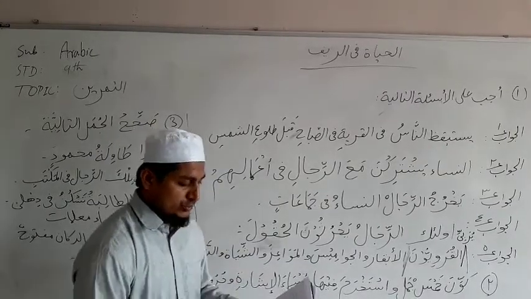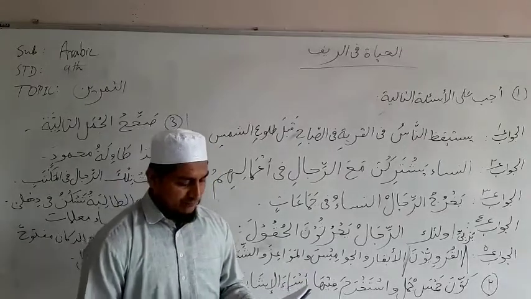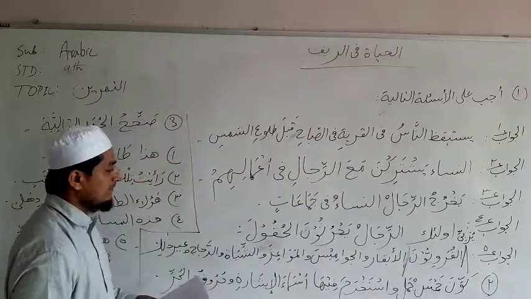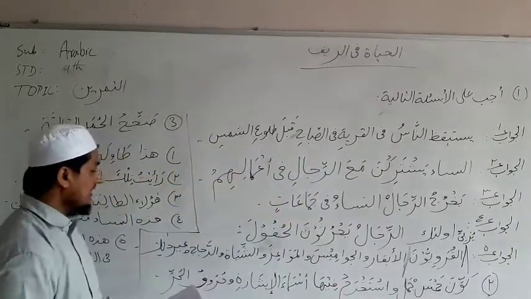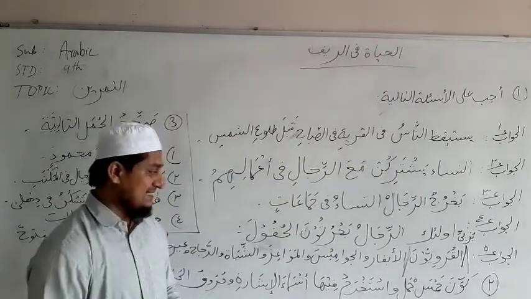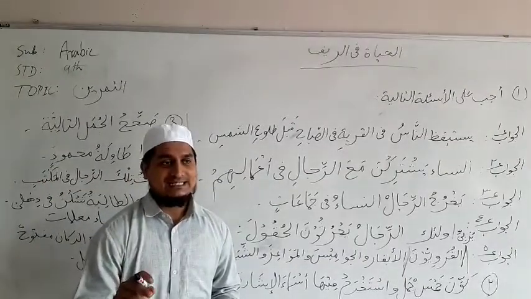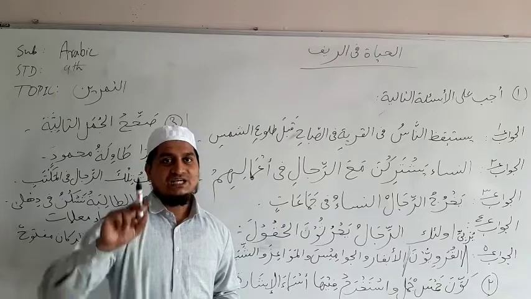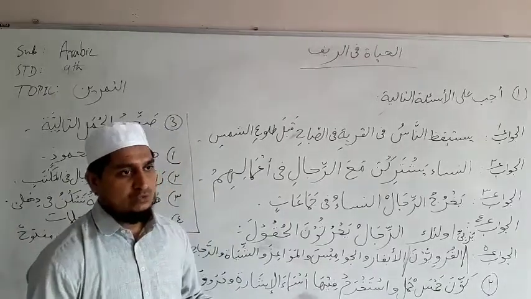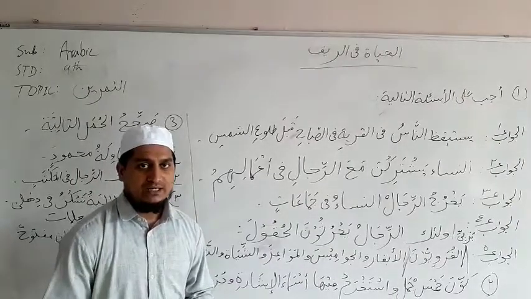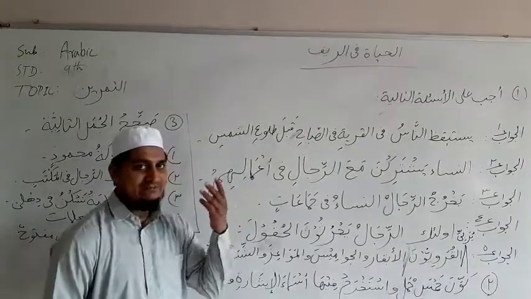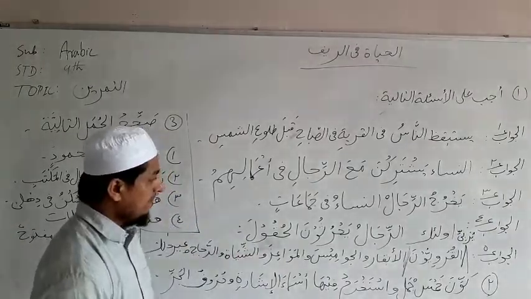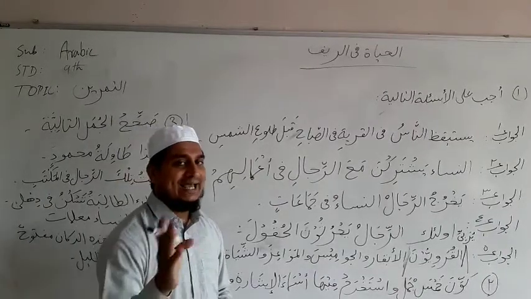Now exercise number 2 is كوّن خمس جمل واستخدم فيها أسماء الإشارة وحروف الجر. Make 5 sentences and use in those sentences asma' al-ishara and huruf al-jar. Understood? You have already been taught huruf al-jar and asma' al-ishara in detail. So make 5 sentences. You may take from anywhere. You may make them on your own.